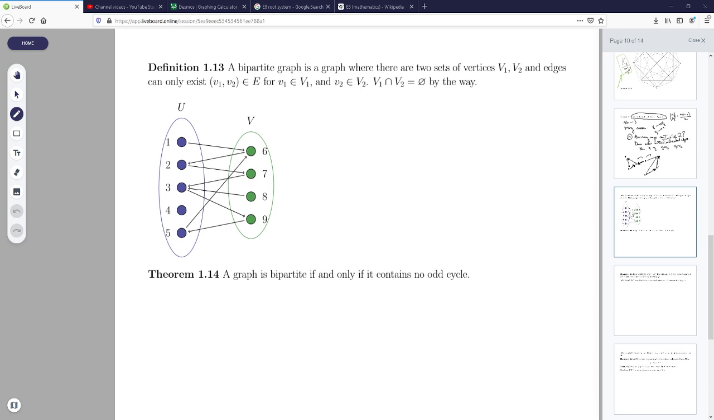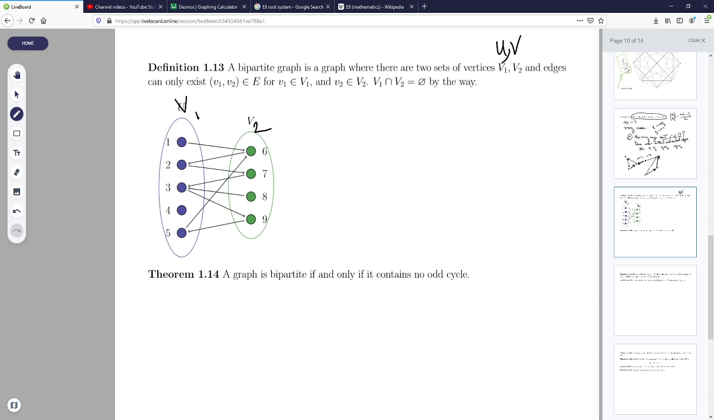So, okay, here's a fun little fact. I don't know that we're really going to talk about bipartite graphs that much. I just threw it in here because it's an interesting type of graph. So a bipartite graph is a graph where there's 2 sets of vertices. So you see here, in this case, this is V1 and this is V2, or you can call them U and V, whichever naming convention you like.